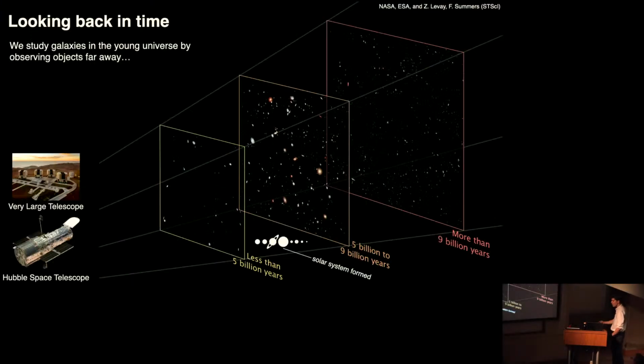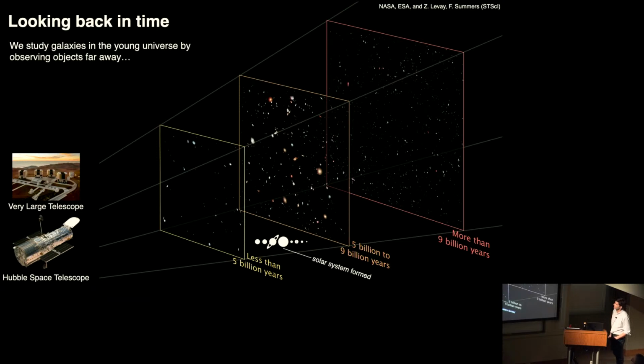Okay, so how can we learn more about galaxies through observations? Well, we can use, of course, very powerful telescopes. Here is the Very Large Telescope in Chile, but also space-based telescopes, such as the Hubble telescope. And by looking at objects that are further and further away, we can, of course, learn about how the universe looked like, further and further in the past.